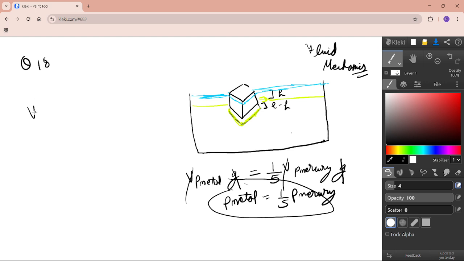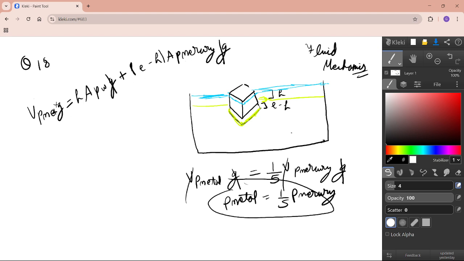So the whole volume is inside. Volume times density of metal times g equals the volume inside water, which is h, where A is the cross-sectional area, times density of water times g, plus inside the mercury, (H minus h) times the cross-sectional area times density of mercury times g.